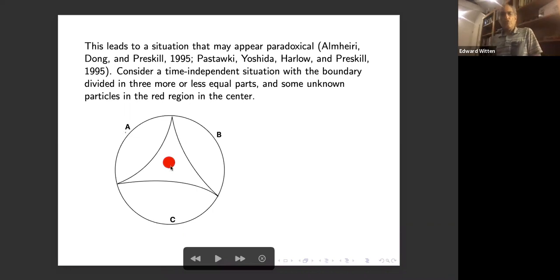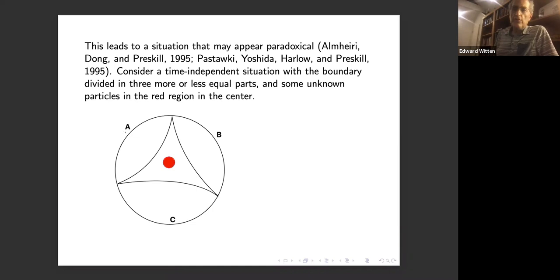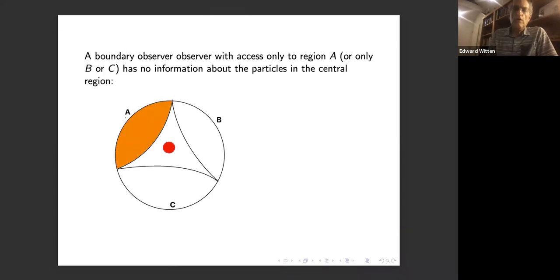And then I've drawn in red a region in the center that has some unknown particles that we'd like to know about. And the question is, can a boundary observer know what's in the red region? Well, a boundary observer with access only to region A or only B or only C has no information about the particles in the central region.